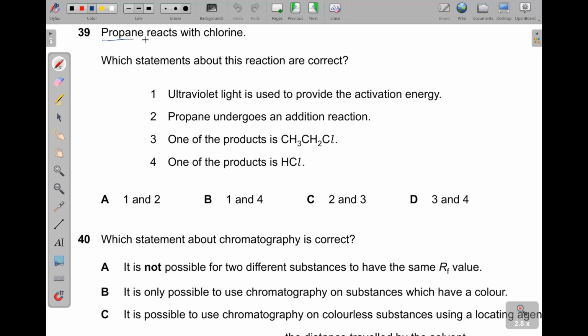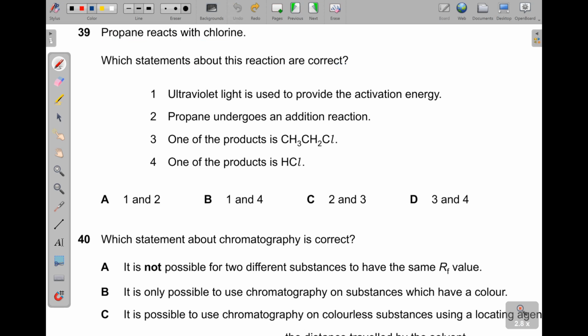Question 39. Propane reacts with chlorine. Which statements about this reaction are correct? Propane is an alkane. Okay? Alkanes are unreactive, but they react with these halogens under UV light. And in A level, you will study what we call free radical substitution. This one is a free radical substitution reaction.